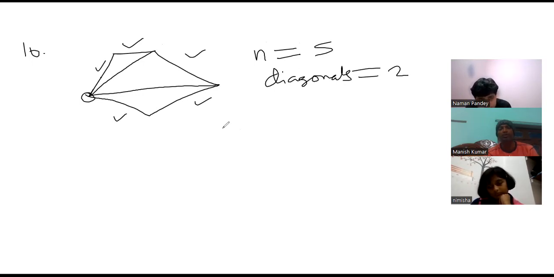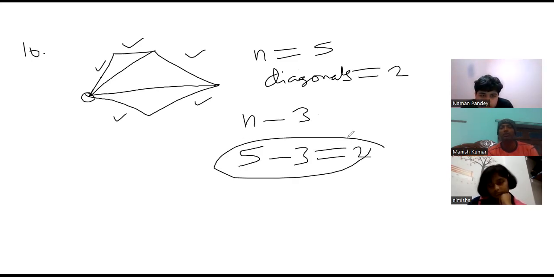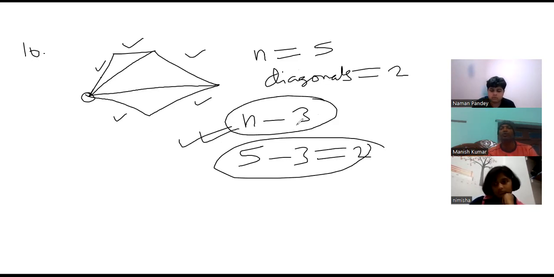Now, if one of the options is given as n minus 3, this will be applied. 5 minus 3 will be equal to 2, isn't it? So this is the answer. That's all. You just have to take an example and you can do it straight away. How many diagonals can be drawn from a single vertex of a polygon? Is it difficult? No, sir. Understood all the questions? Yes, sir.